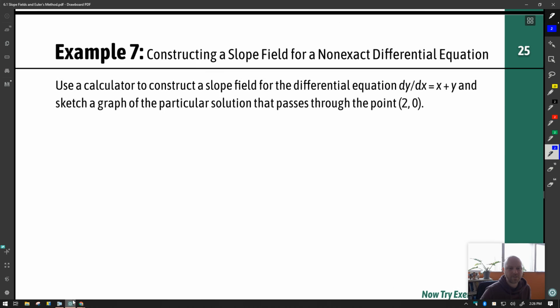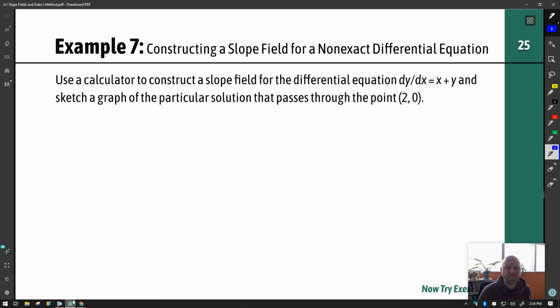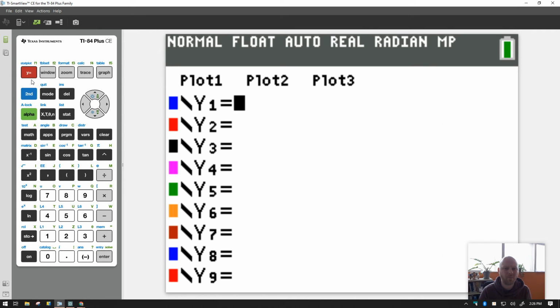Back to the notes. Here's another example. Use a calculator to construct a slope field for this differential equation and sketch a graph of the particular solution that passes through the point (2, 0). So this one's x plus y. Let's try that calculator program again. So I'm going to go back to my y equals screen. X plus, now to get to y, we're going to have to go alpha 1.